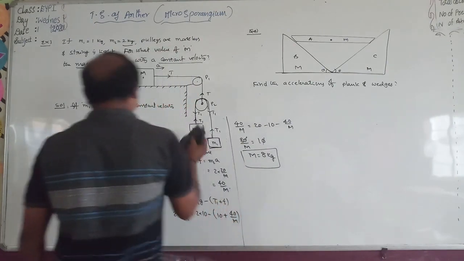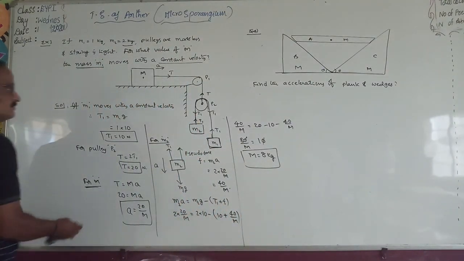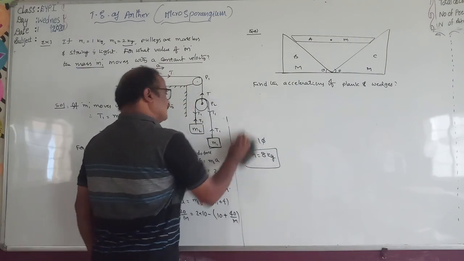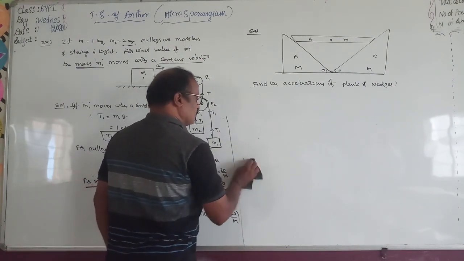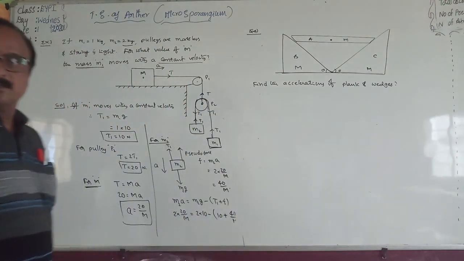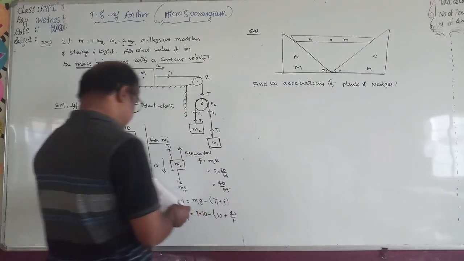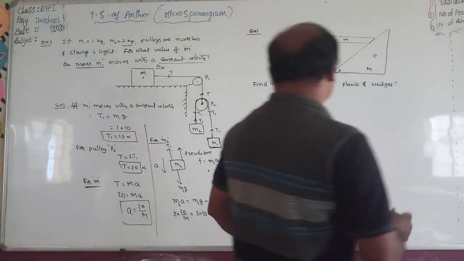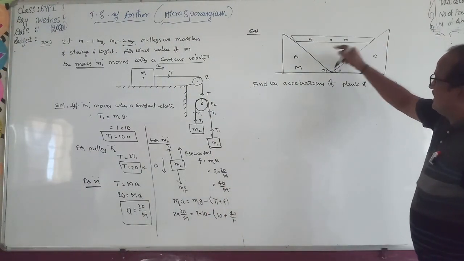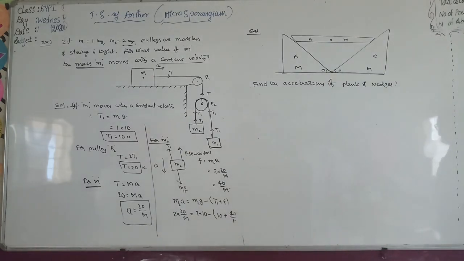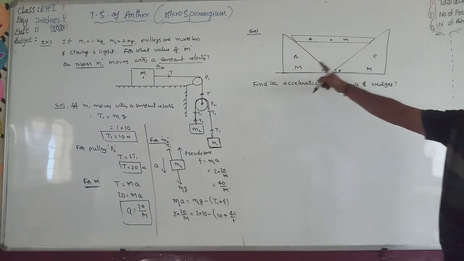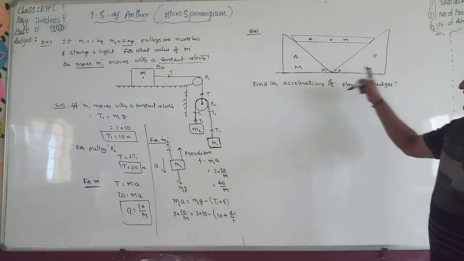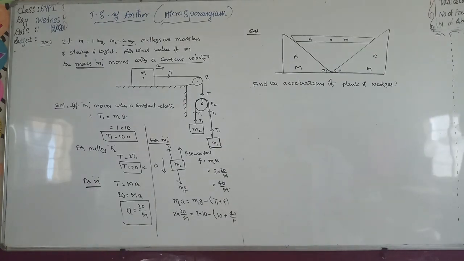Example 4. A plane of mass small m is resting symmetrically on two wedges B and C, and both the wedges are identical, meaning both have the same mass capital M. What is the acceleration of the plane as it is released freely? Neglect the friction between all the contact surfaces.